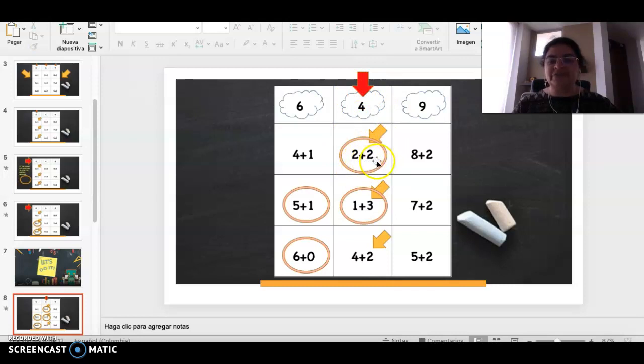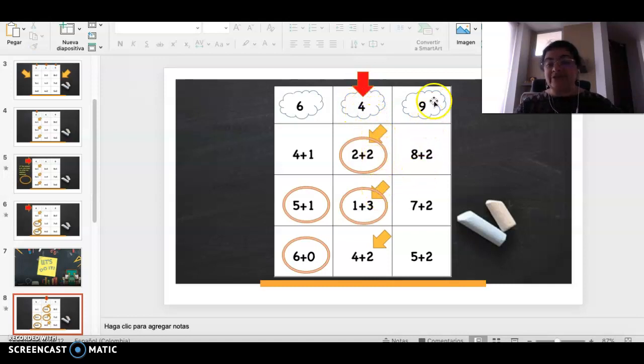2 plus 2? Yes, 2 plus 2 makes 4. So that means that you can circle this. 1 plus 3 is equal to 4? Yes, that makes 4. So we can also circle this one. But what happened with 4 plus 2? Is that the correct number sentence for 4? No. 4 plus 2, excuse me, makes 6. So it is not correct for this one.